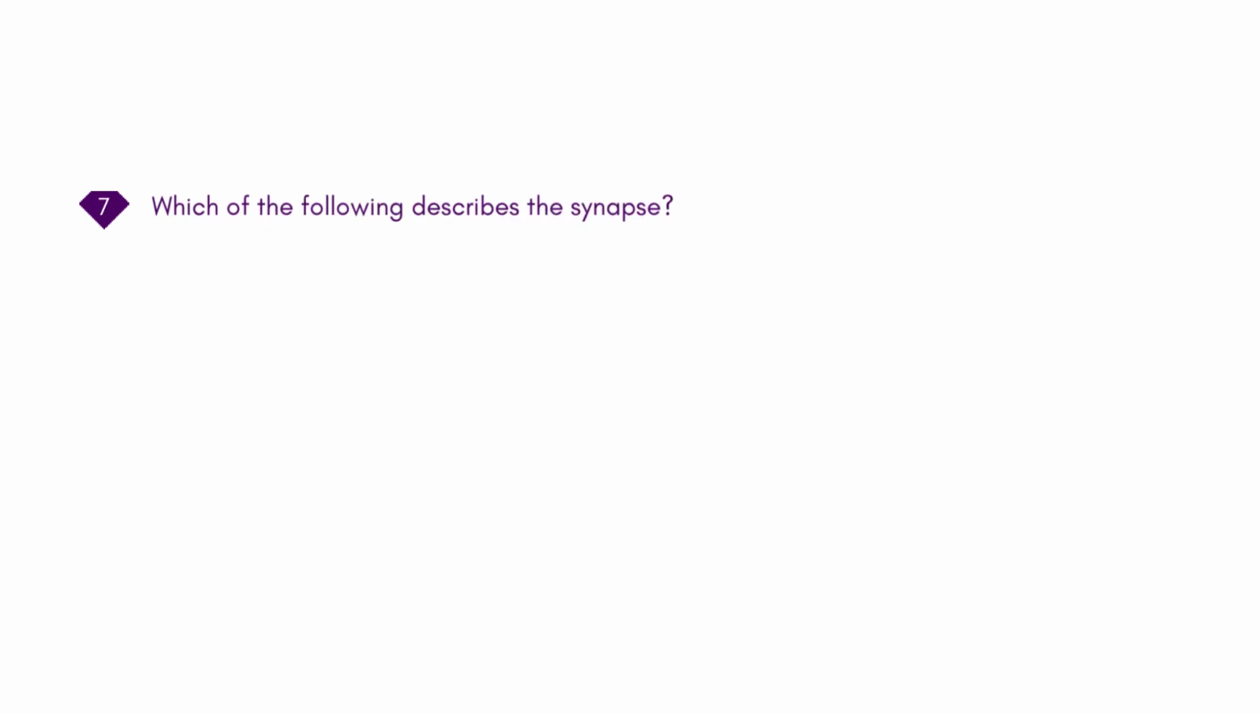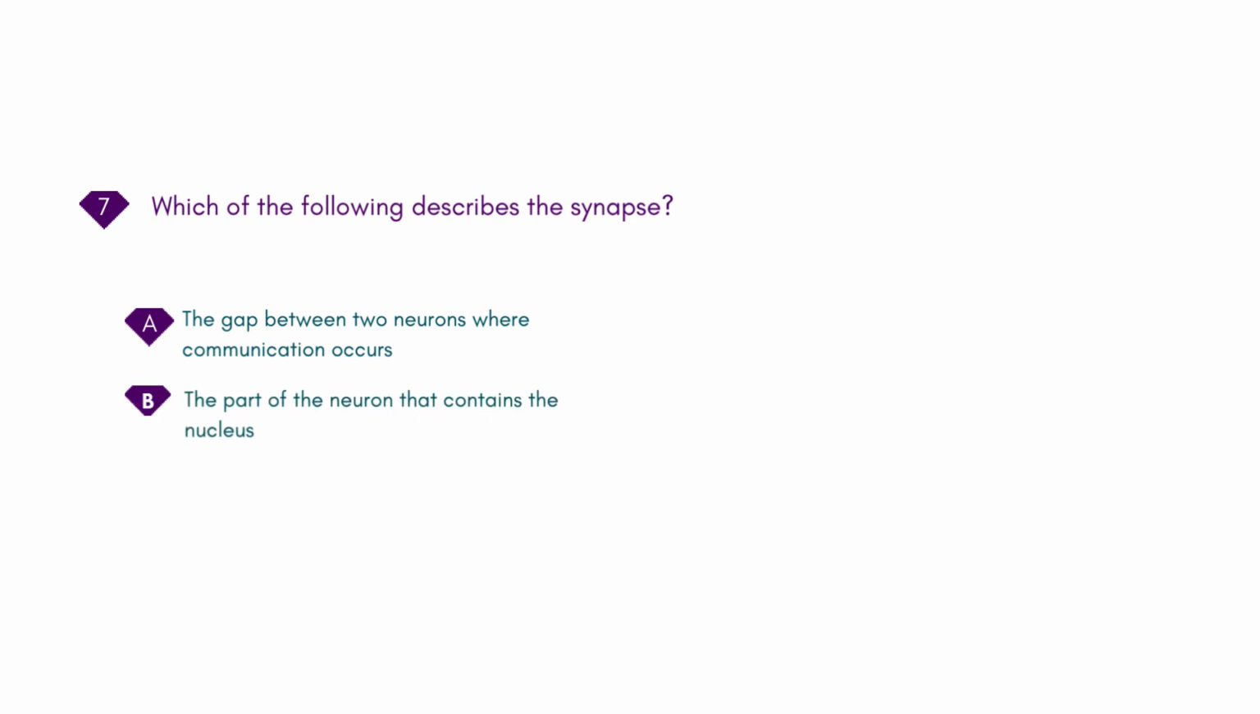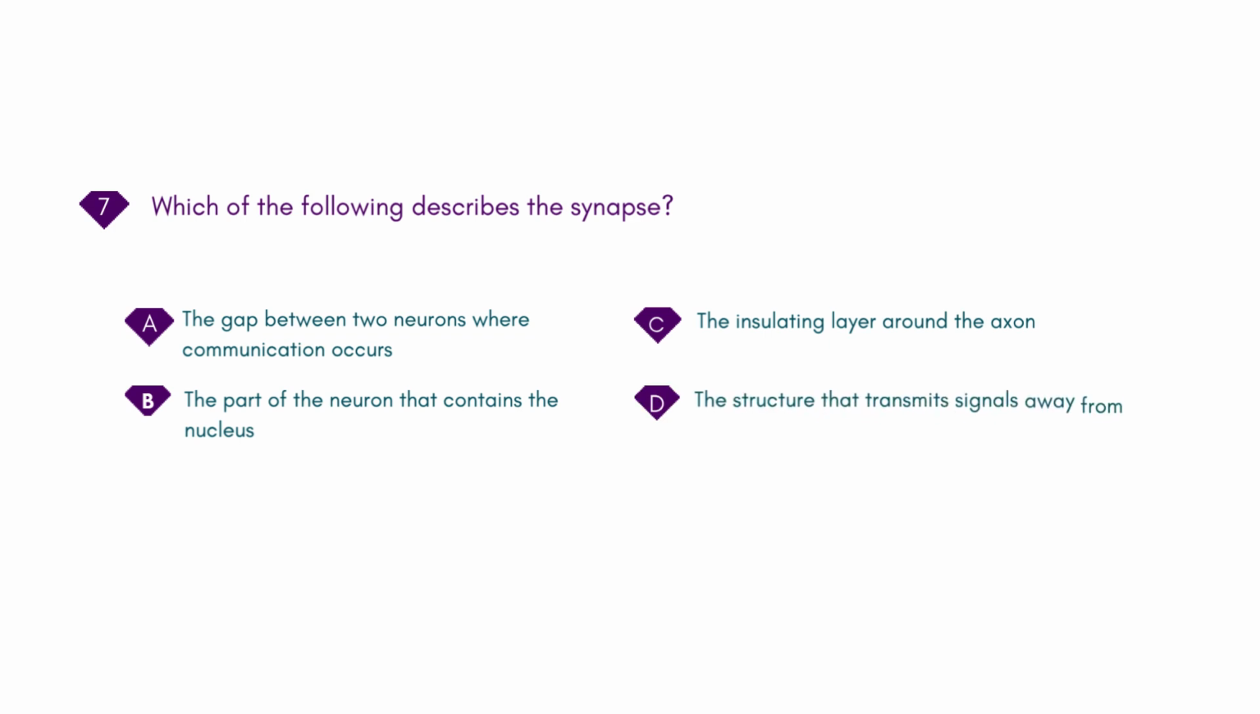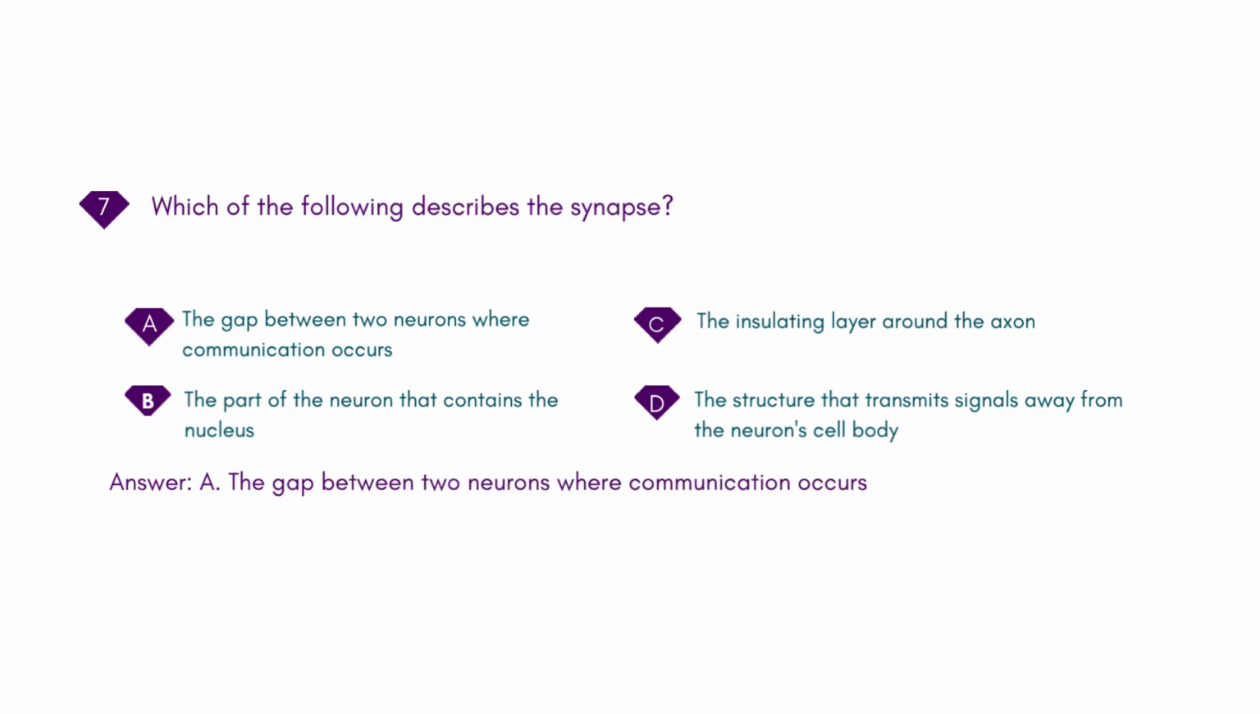Which of the following describes the synapse? A. The gap between two neurons where communication occurs. B. The part of the neuron that contains the nucleus. C. The insulating layer around the axon. D. The structure that transmits signals away from the neuron's cell body. Answer: A. The gap between two neurons where communication occurs.